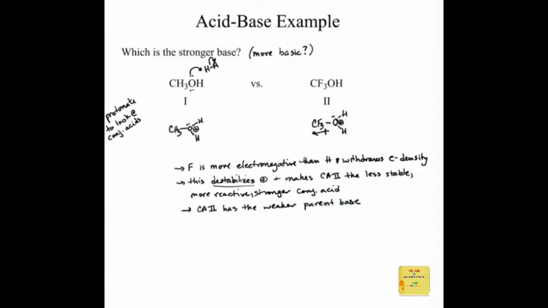So who is the stronger base? Was our original question. Who's more basic? 1 is going to be the stronger base, because there's nothing to destabilize the conjugate. This looks much better, and so therefore this structure 1 doesn't mind getting protonated as much because it's going to a more stable conjugate.